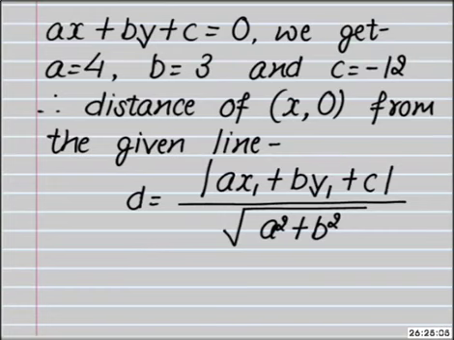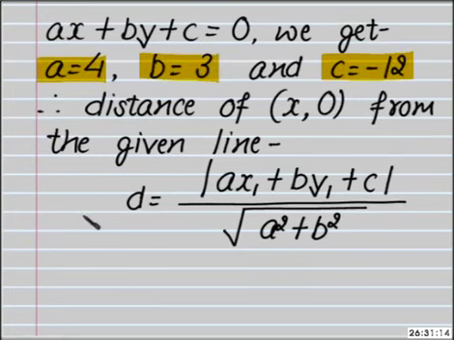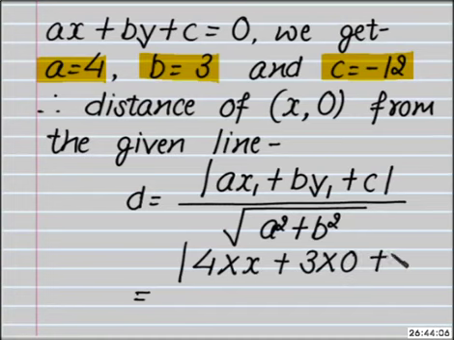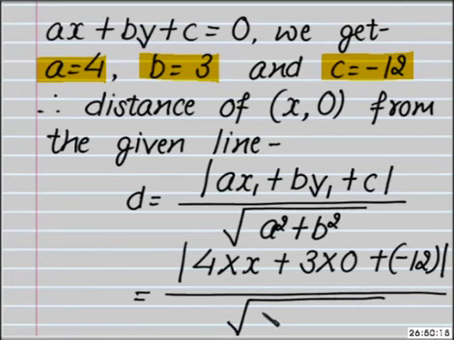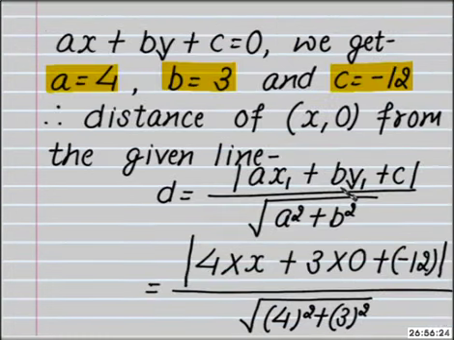Now placing the values of a, b and c, we get it is equal to modulus of 4 into x plus 3 into 0 plus minus 12 upon square root of 4 square plus 3 square, as x1, y1 are the coordinates of the given point, that is x1 is equal to x and y1 is equal to 0.